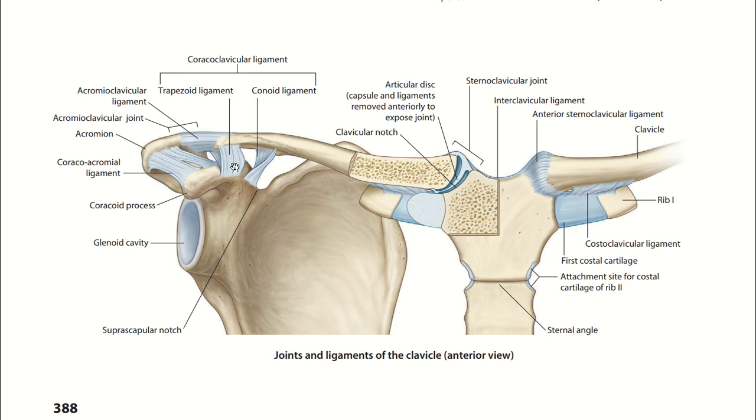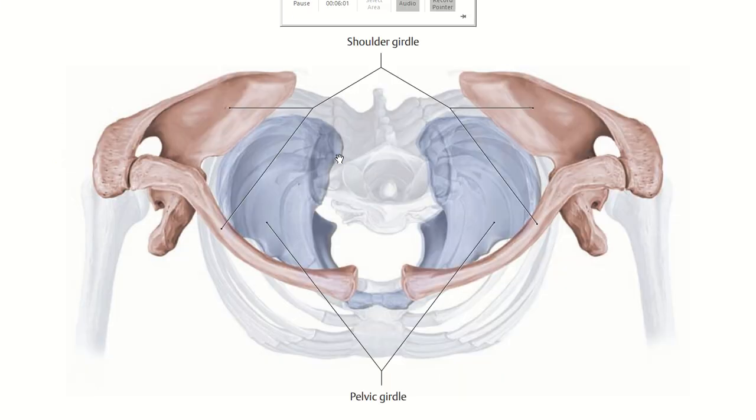You understand? So these ligaments will be attaching the inferior lateral portion of your clavicle to the coracoid process of your scapula. So that's the attachment of your coracoclavicular ligament. Let's take a look at the fractures of your clavicle.